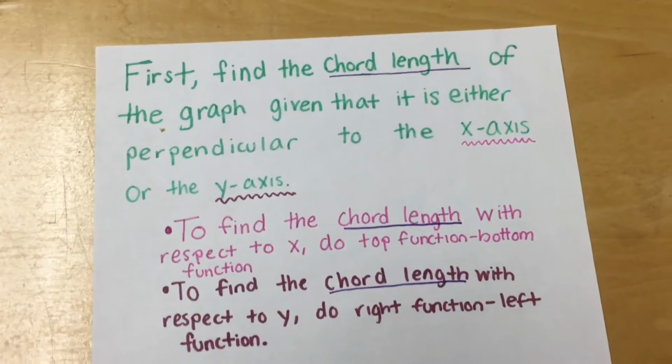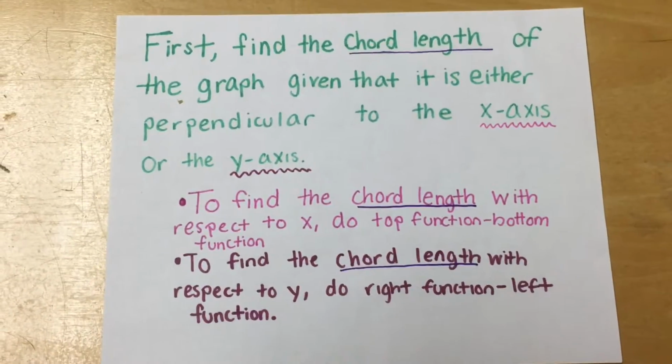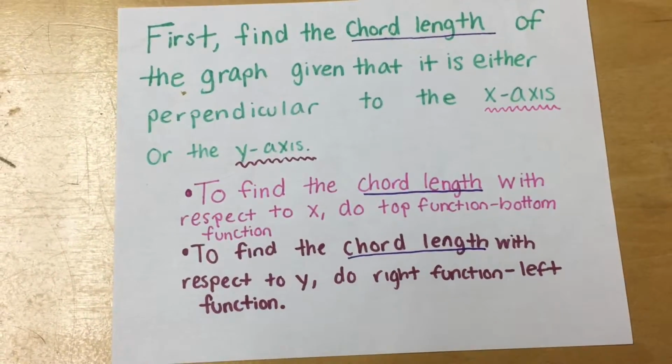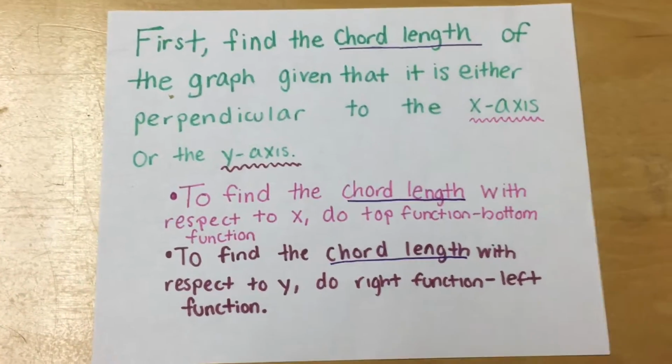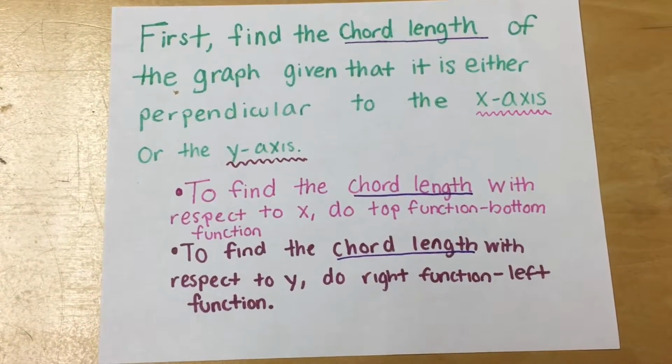First, find the chord length of the graph given that it is either perpendicular to the x-axis or the y-axis. To find the chord length with respect to x, do the top function minus the bottom function. And to find the chord length with respect to y, do right function minus left function.